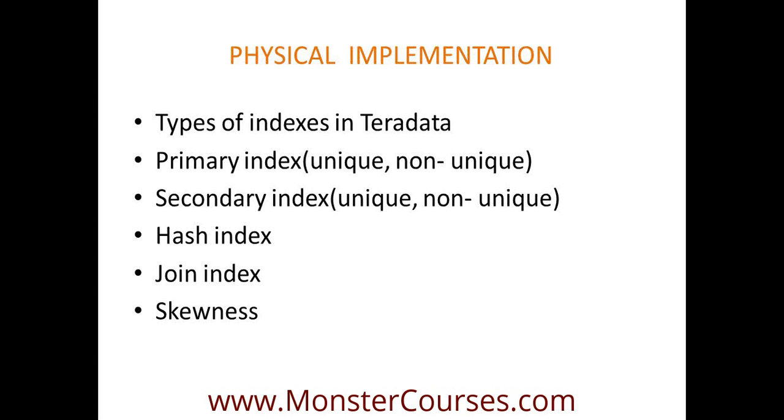It becomes expensive because, since it's skewed, one particular AMP needs to work more compared to other AMPs. So high CPU and high I/O. While doing query tuning and optimization, you need to know how the primary index works, and sometimes you need to recommend the user to change the primary index of the table. So what exactly is skew? It's a big concept, but I'll give you briefly.